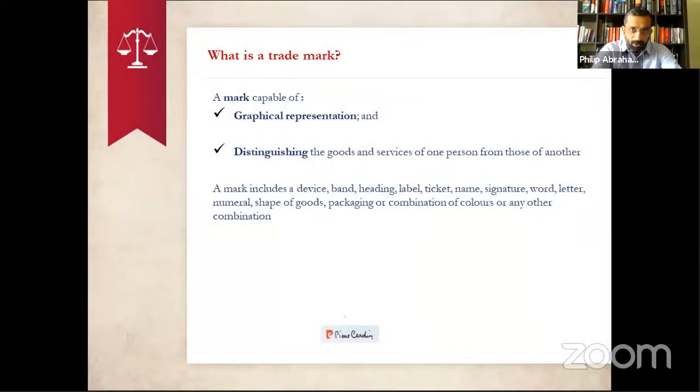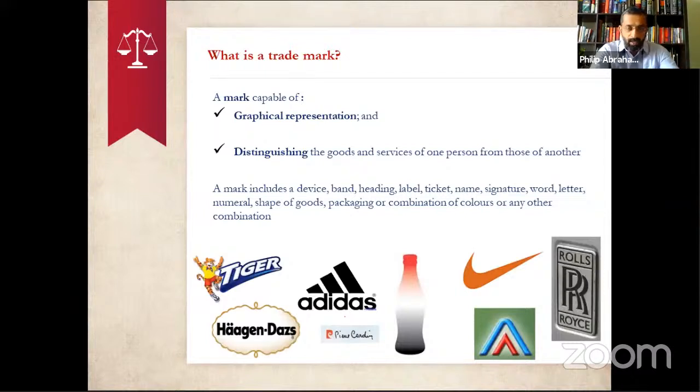Now, what is a trademark? Before we understand what a trademark is, it is important to understand what a mark is. A mark includes a device, brand, heading, label, ticket, name, signature, word, letter, numeral, shape of goods, packaging, or combination of colors. Now, for a mark to become a trademark, it must have 2 other things. It should be capable of representation in a graphical form, and it should be capable of distinguishing the goods and services of one person from those of another. Now, the second part is very important.